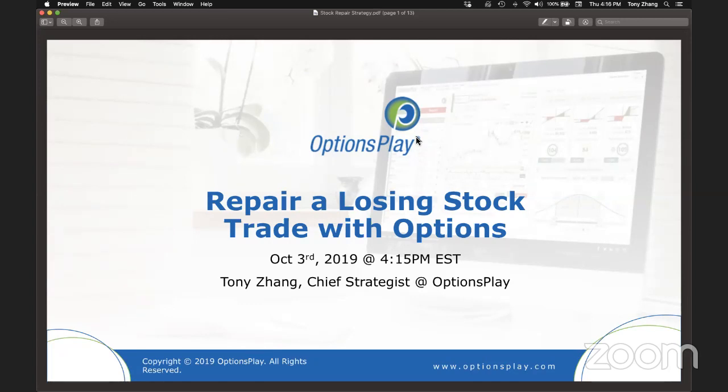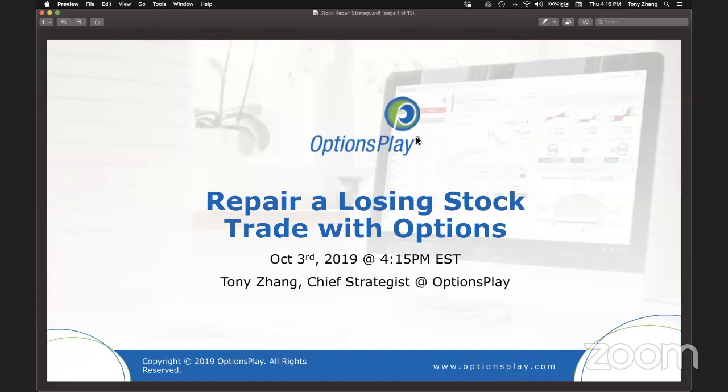But the thing that you have to keep in mind with any repair strategy is that there isn't a magic pill that just simply turns a loser into a winner. So it is a strategy that has a lot of limitations. And it is somewhat complex, and it only works with very specific outlooks on the underlying stock. I think the best way to put it is that with many repair strategies, the moons really have to line up in order for this strategy to work.